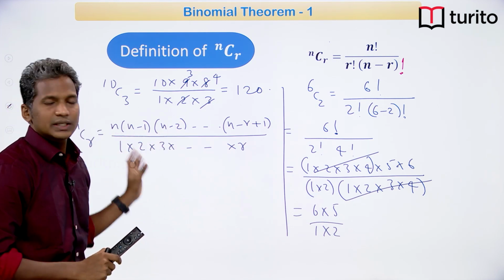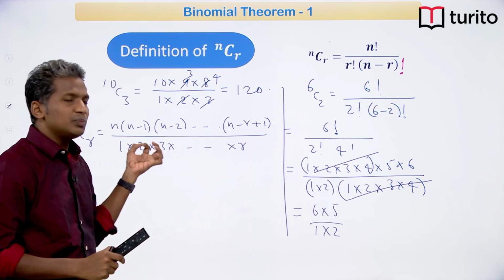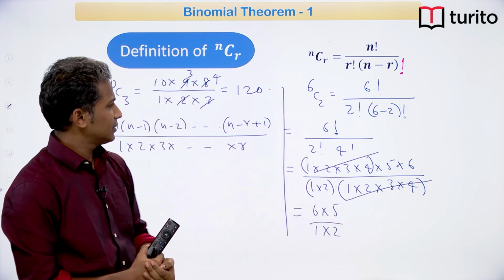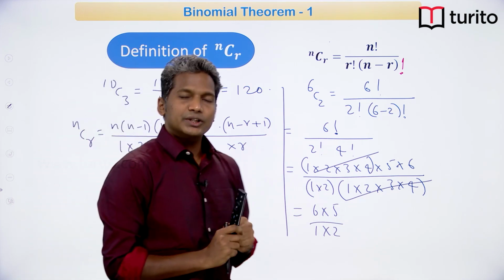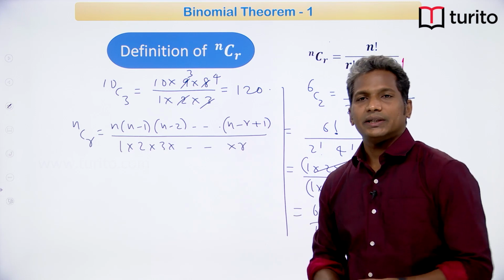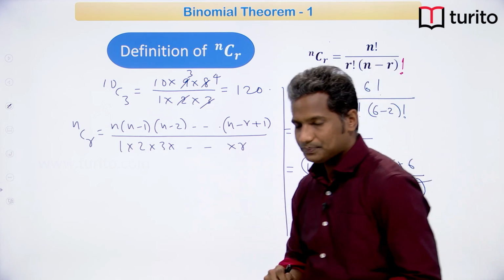So this you can understand, and of course we will prove these ideas in our chapter on permutations and combinations. So till now you have understood what is nCr and how do we calculate it. So I hope this is clear.